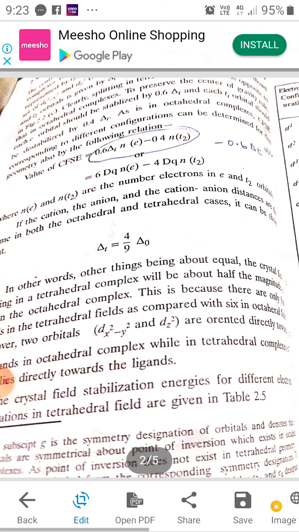For such type of energy difference, the energy difference delta is equivalent to 0.4, and this delta T, that is the energy for tetrahedral complex, is equivalent to 4 by 9 delta O, that is the energy of octahedral complex.